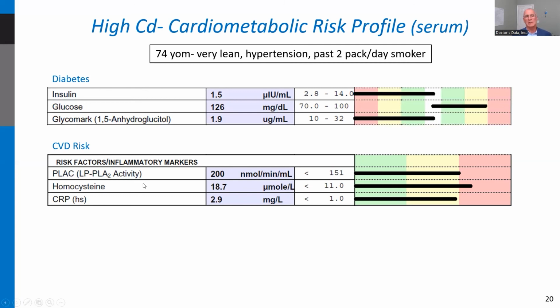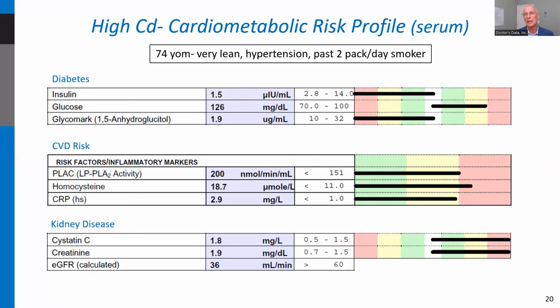But I just picked out a couple of my favorites: the PLAC, the lipoprotein-associated phospholipase A2 activity, was significantly elevated, as was the hsCRP. That combination is like a double whammy. Also, look at the homocysteine, 18.7 for homocysteine. Lots of work to do for this patient.